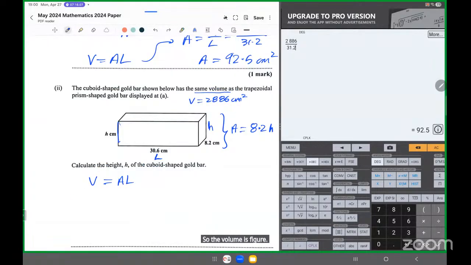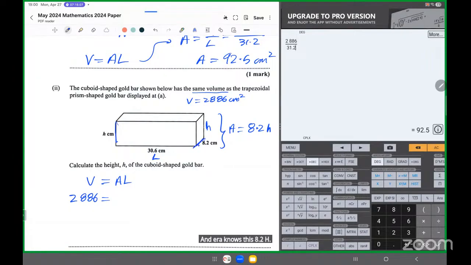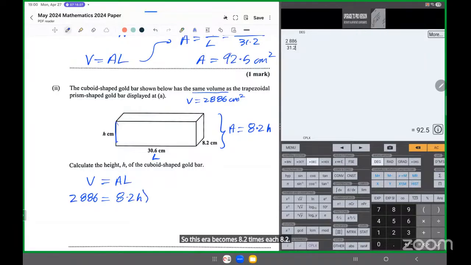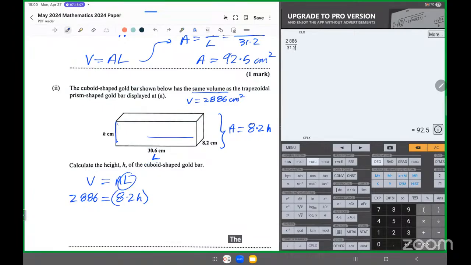So we can write 2886, the volume, equals the end area, 8.2 times H. The end area of this rectangle at the end is those two dimensions, 8.2 times H. And then the length is 30.6. The length is always the distance between the two cross-sectional ends. That is the L in this question, 30.6. Let's try to find the H here.